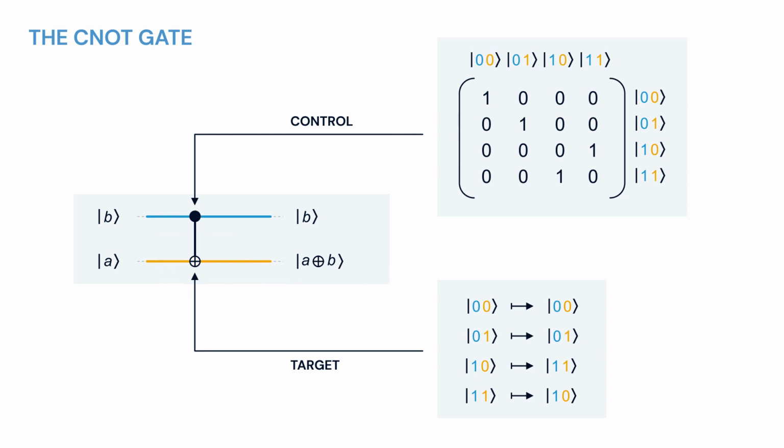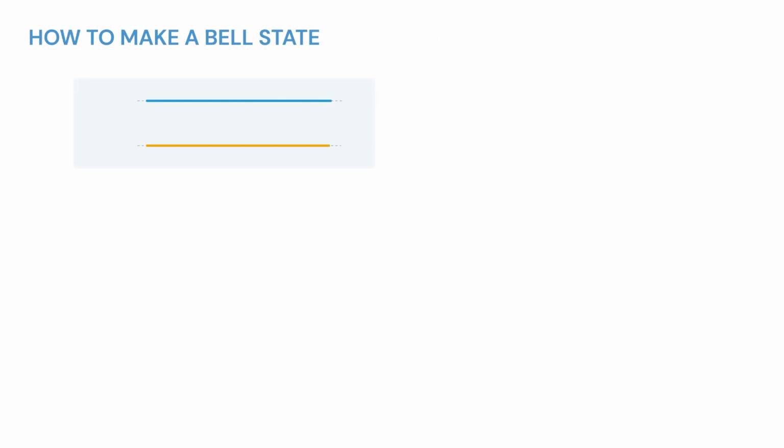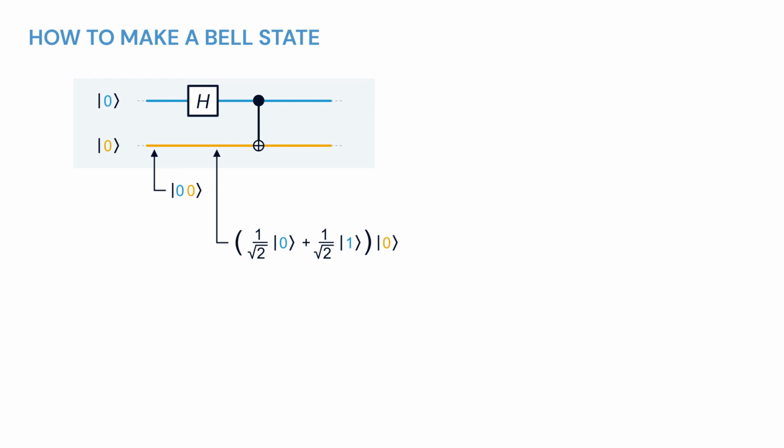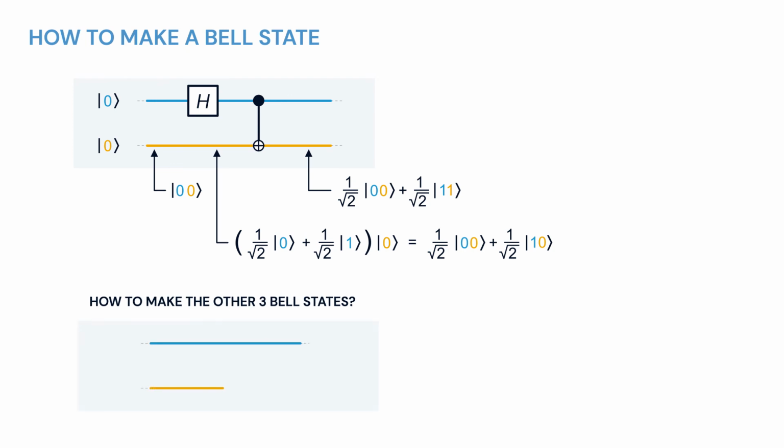We've said that the C-node gate allows us to create entanglement. Let's see how. If we apply the C-node to the state plus 0, we create the state 0, 0 plus 1, 1, which you might recognize as one of the Bell states. In fact, by choosing the appropriate input states for the top and bottom qubits, we can create the 4 Bell states.